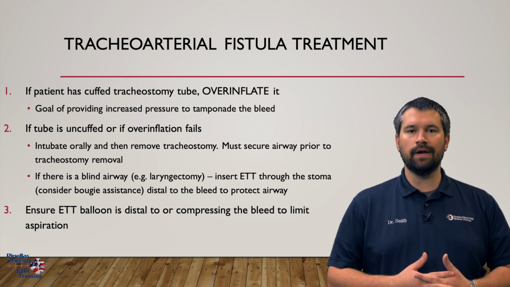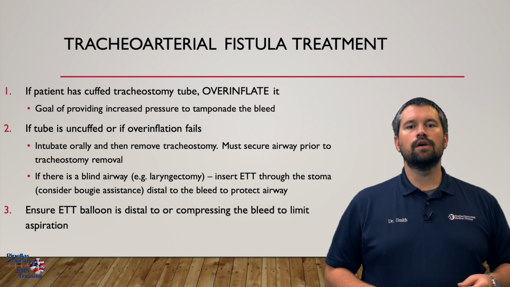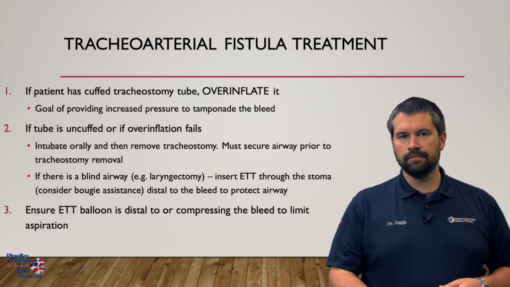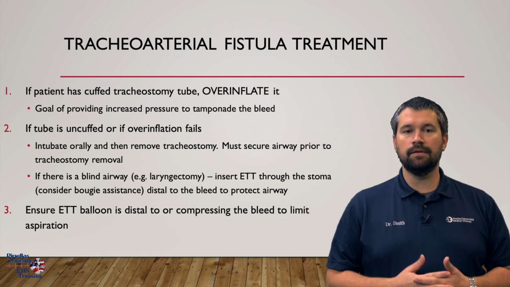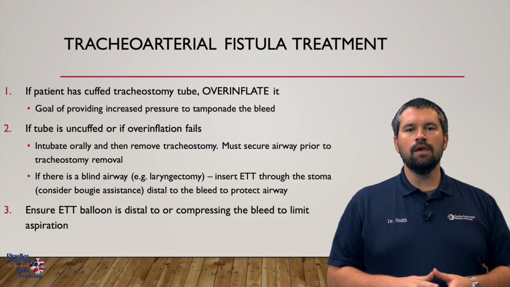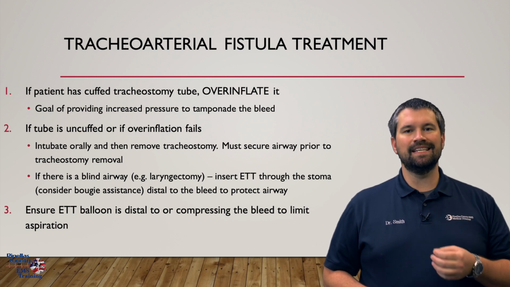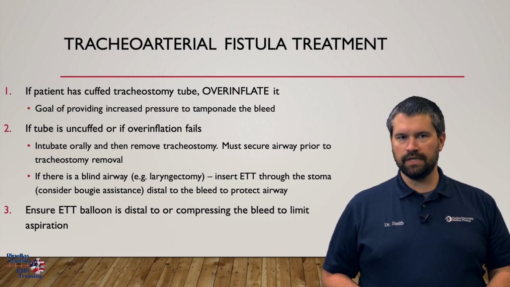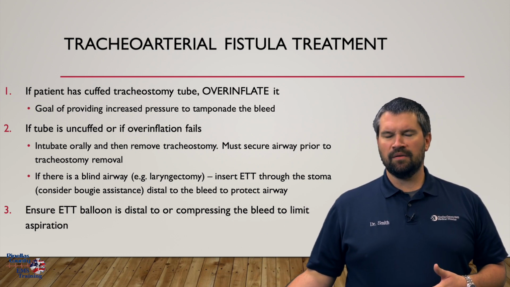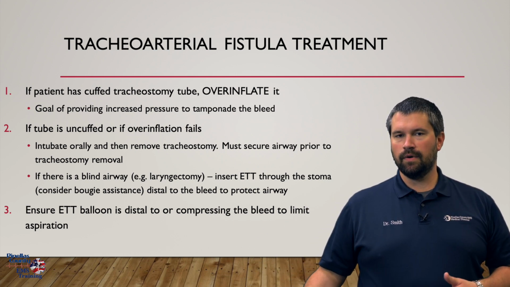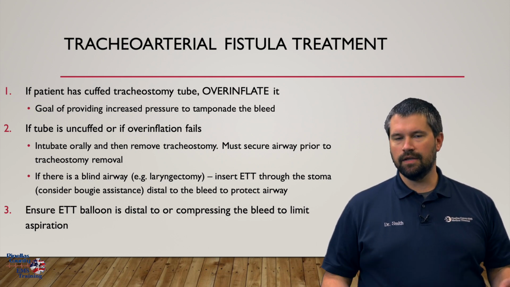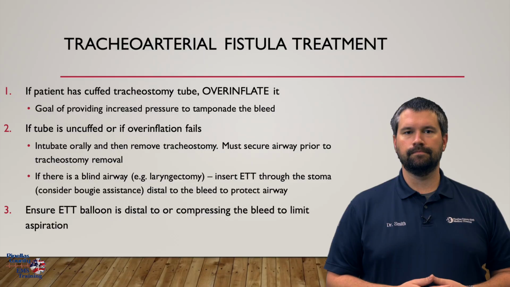If there is a blind airway, like if they've had a laryngectomy, go ahead and insert an endotracheal tube through the stoma after tracheostomy removal. You can use bougie assistance if indicated, because at this point we're not worried about obstruction, but a bleed. You want to make sure that the balloon is distal to the bleed to make sure to protect the airway. If the balloon is either compressing the bleed to help protect the airway, or distal to the bleed where you can inflate it and block blood from going down, then you've helped to secure this airway.